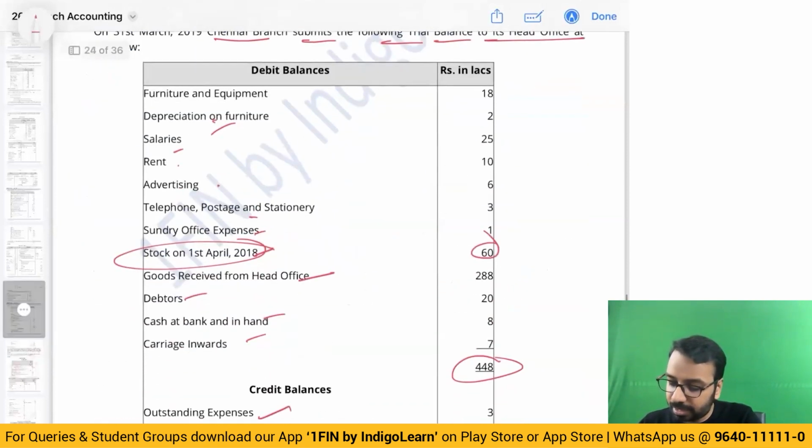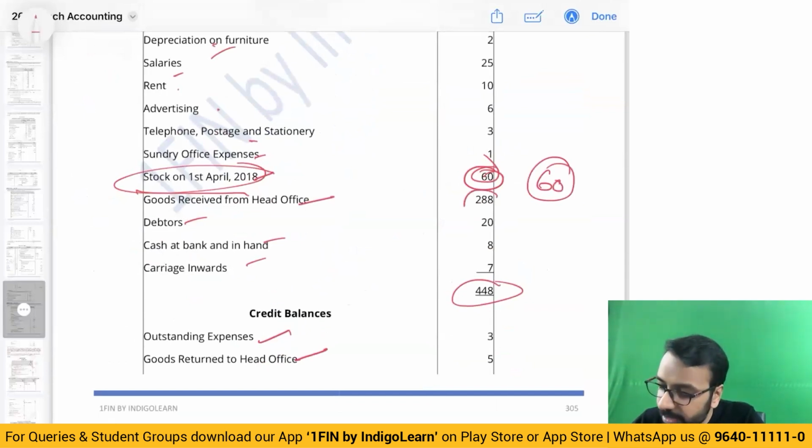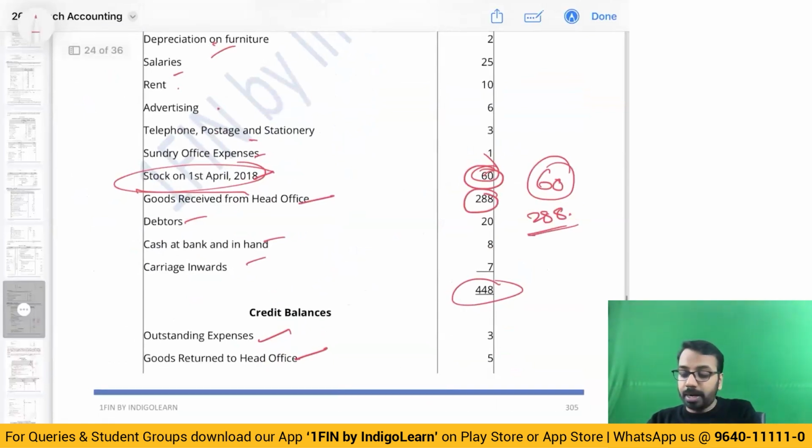Now, to prepare the final accounts, first, opening stock 60. So you will pass 60 to the opening stock side. Goods received from head office 288, this also you will pass. One thing to keep in mind is that this 288 goods received from head office does not include the amount that is still in transit.